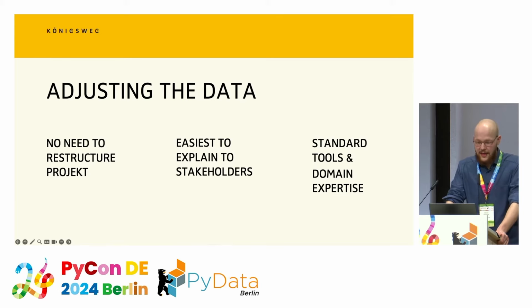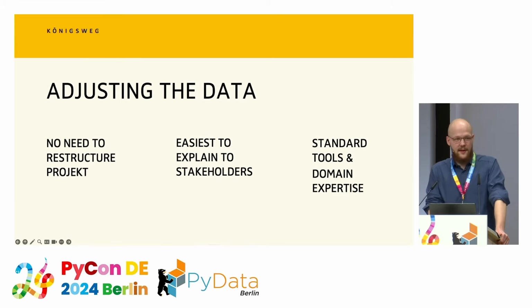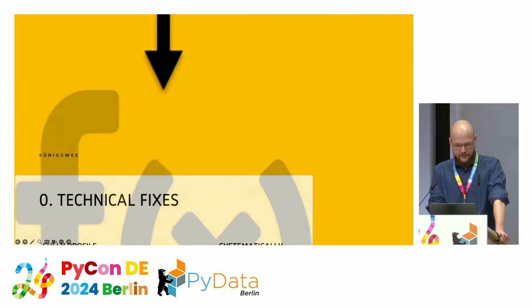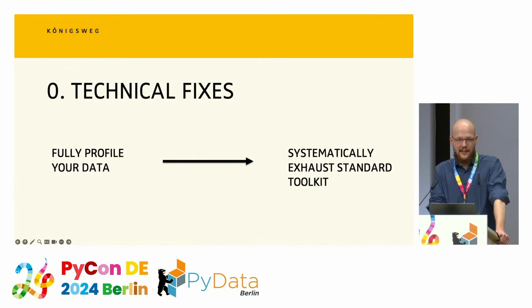And talking about standard tools, that's actually the first thing I want to address. Purely technical fixes. And here I'm thinking about everything that's part of the classic data engineering toolkit. Think imputation, data normalization, outlier detection, type conversions, correcting typos, deduplication, up or down sampling if you have biases in your data, all of these kind of things.